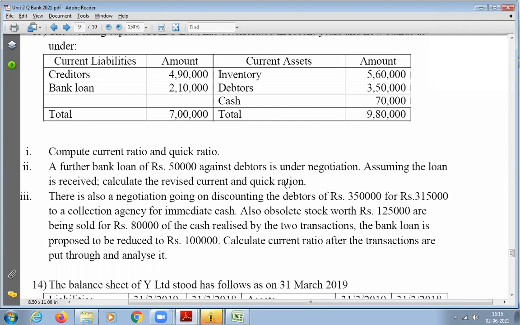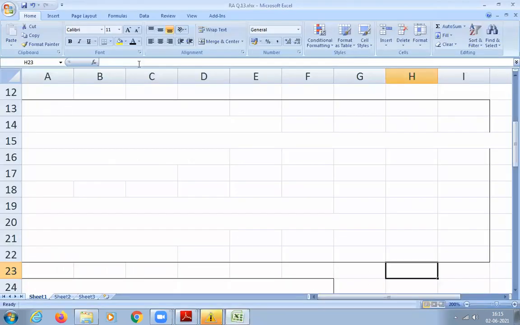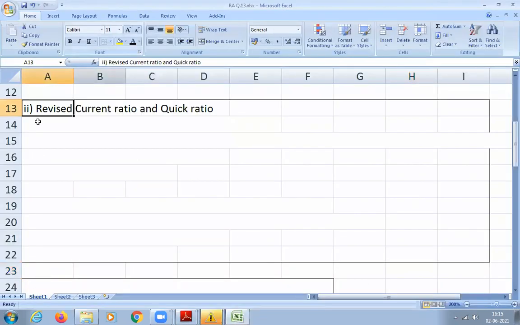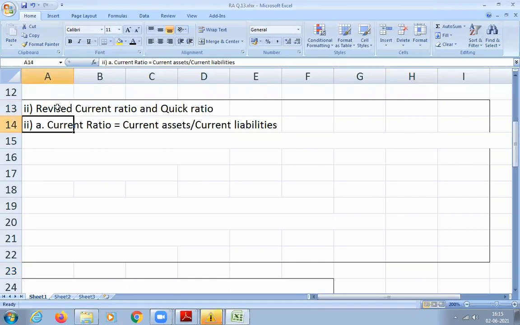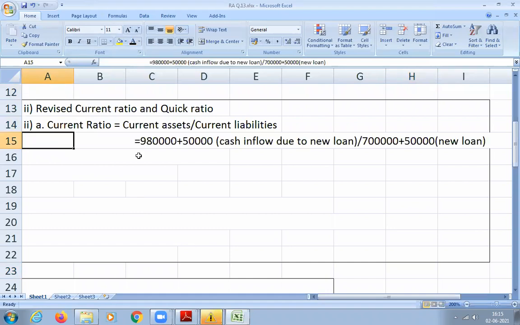Sorry, the spelling is wrong here. It is written as ratio. So we'll write it down now. In the revised current asset, we will calculate. So current asset divided by current liability, it is the current ratio we're going to calculate now. So current ratio, earlier what we had, same thing you write.